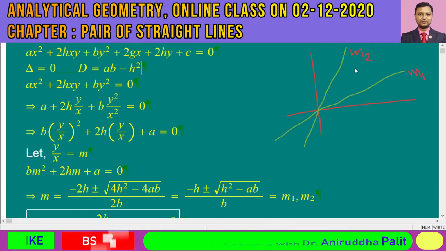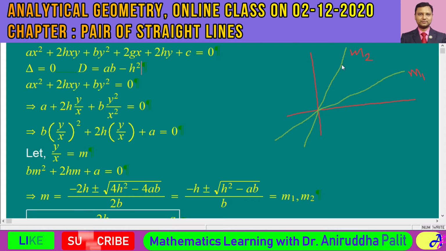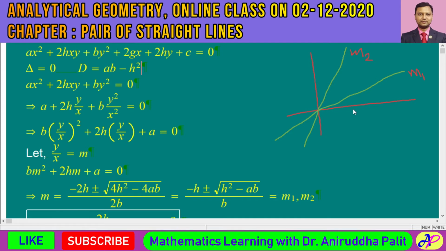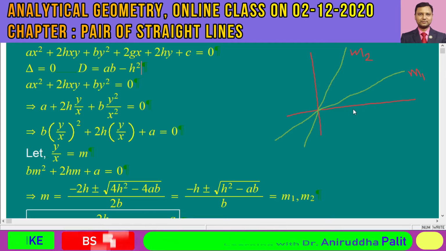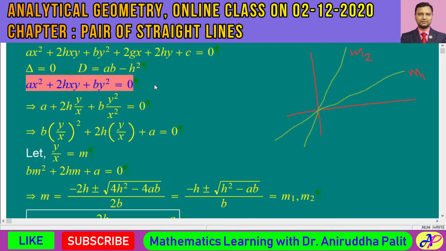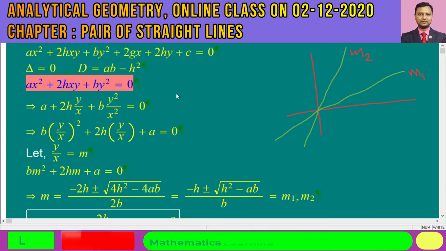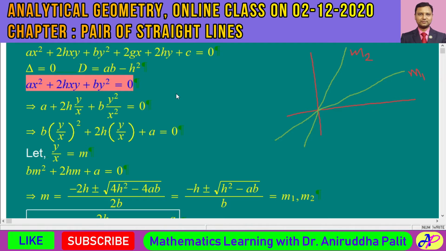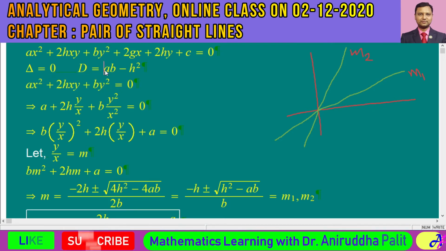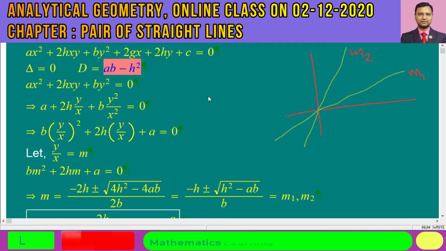coincide with each other. One just matches the other, they coincide. Okay, so this is the condition under which a purely second degree homogeneous equation would represent a coincident straight line. The condition is that ab minus h square must be equal to 0.